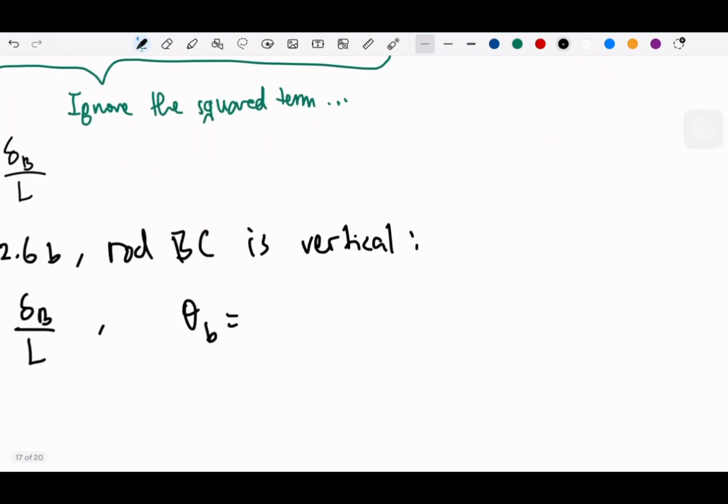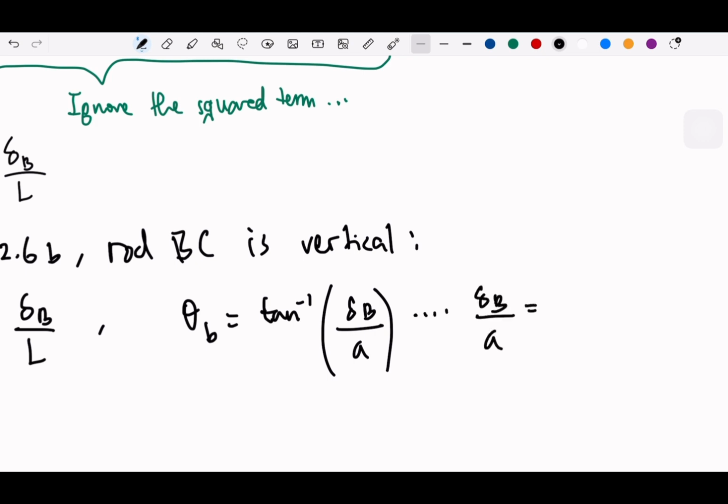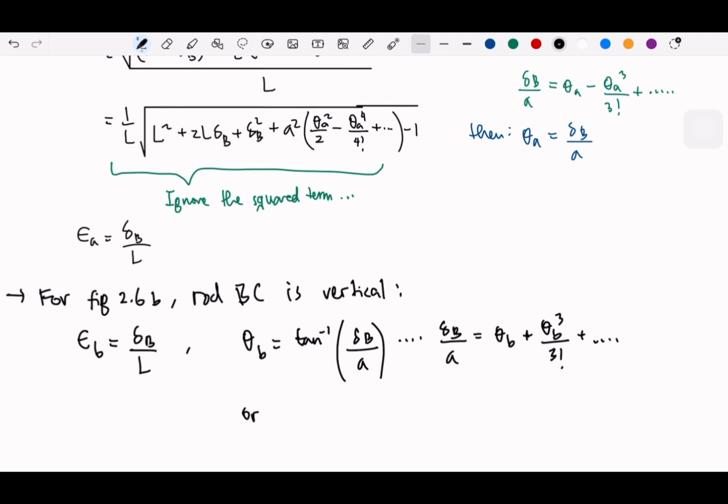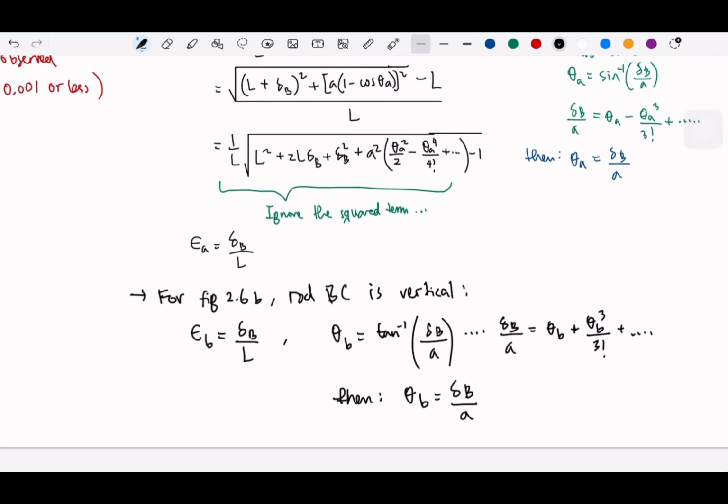So we can write this is directly the tangent inverse of delta B over A, or we could say then the theta is delta B over A.